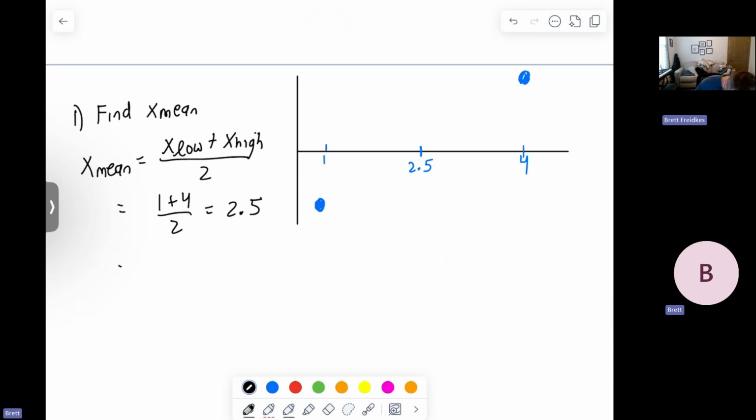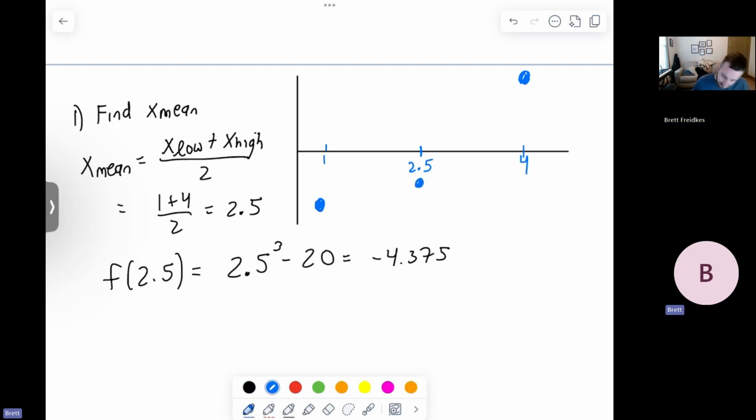So we'll say that f of 2.5 is going to be 2.5 cubed minus 20. If we go through that, this is negative 4.375. So that means that our x mean point is negative. So this is going to be our new x low.